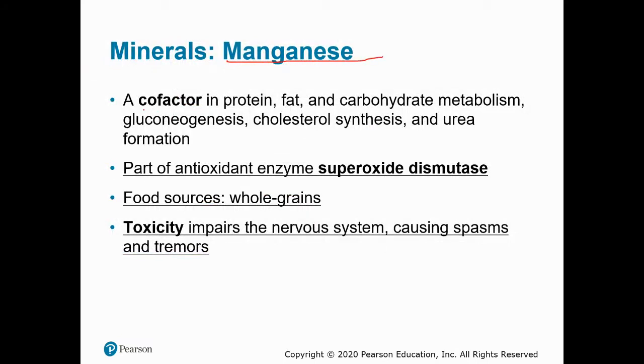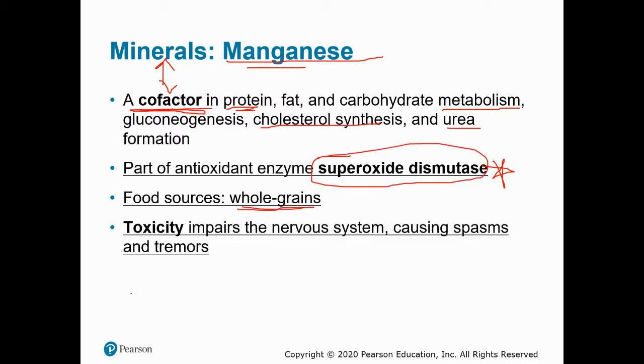And then we have manganese. Manganese acts as a cofactor, again, in the metabolism of our macronutrients. Remember, cofactor is different from coenzyme. We said that coenzymes are molecules that support enzyme functioning, whereas cofactors are typically minerals. So that's why manganese is a cofactor supporting metabolism. It also supports cholesterol synthesis and urea formation when we are metabolizing the amine part of the amino acids. Manganese is also important for one of our antioxidant systems known as superoxide dismutase.